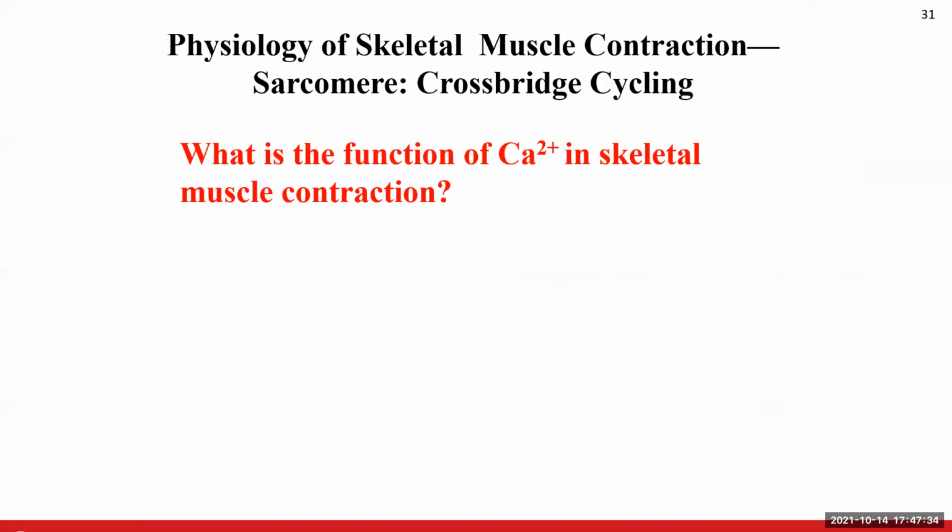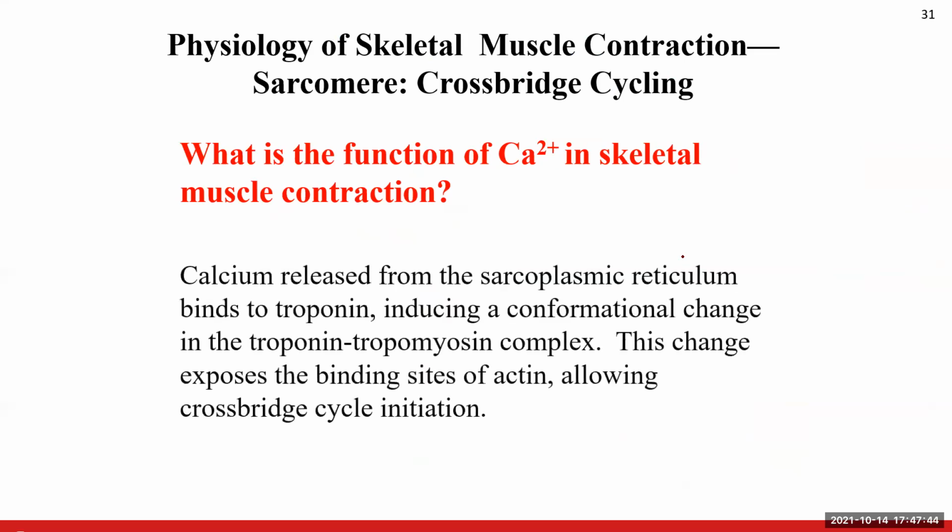So you folks now know cross bridge cycling. So what is the function of calcium in skeletal muscle contraction? Remember, calcium is that princess. We need calcium to bind on to troponin, which will cause that conformational change in the troponin-tropomyosin complex, which blocks the binding sites for myosin and actin. So once calcium binds on troponin, it shifts the troponin-tropomyosin complex off of the binding sites of actin. So now myosin can bind, and so we can have cross-bridge cycling.